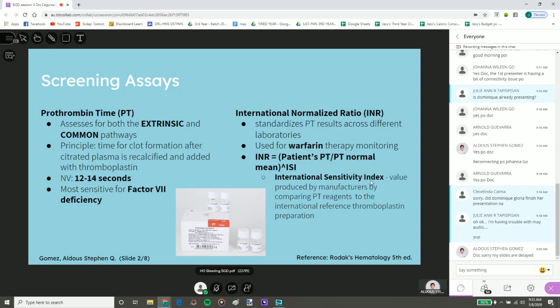However, prothrombin time varies among different laboratories. So to normalize this, especially for those undergoing warfarin therapy, it utilizes the International Normalized Ratio, which standardizes prothrombin time results across different laboratories. So for example, if you have a prothrombin time done at one laboratory with INR, it would be interpreted as the same in another institution. So the INR is based on the patient's prothrombin time divided by the normal mean of PT raised to the International Sensitivity Index. So the ISI is a value produced by manufacturers based on the International Reference Thromboplastin Preparation, which is done by the WHO.